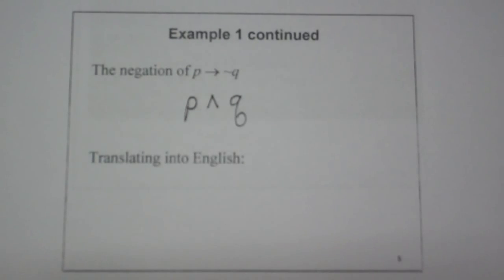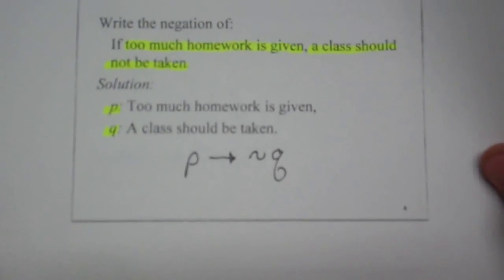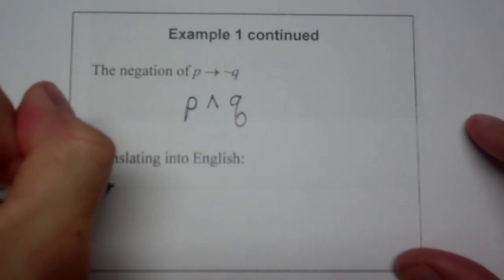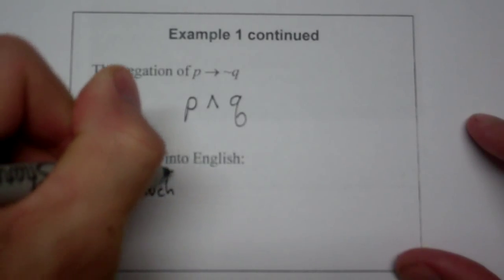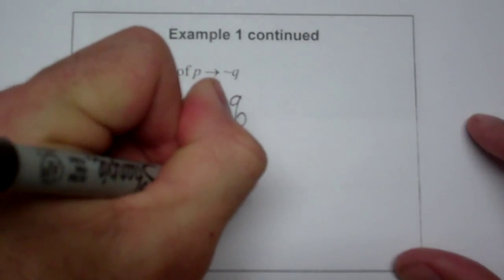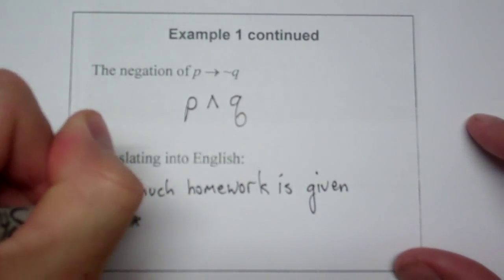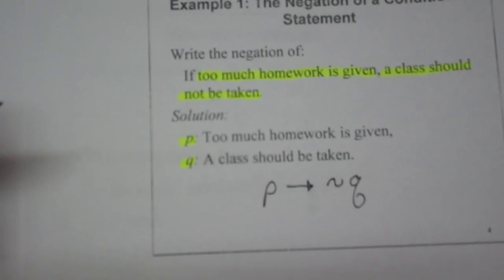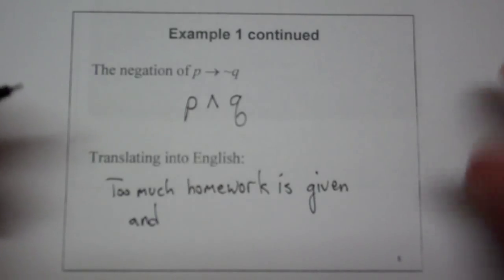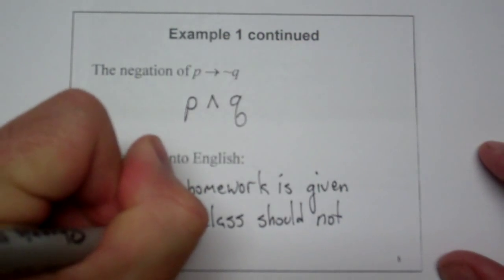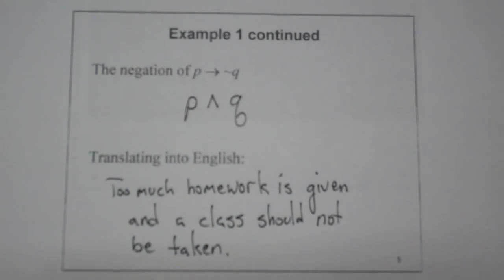And so the translation then of P and Q, if P is too much homework is given, and Q is a class should not be taken, right? So we want to have: too much homework is given, and a class should not be taken. Alright, so that takes care of that example.